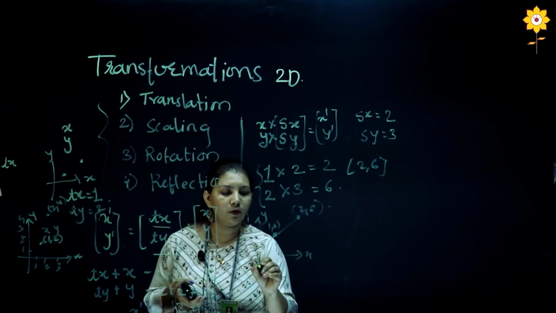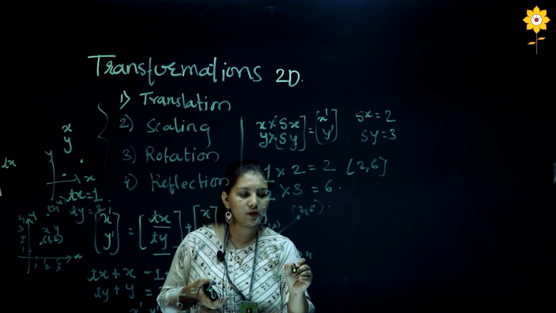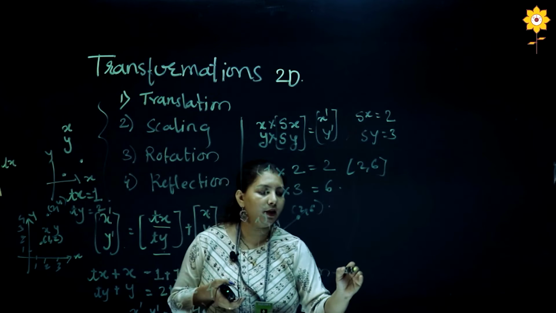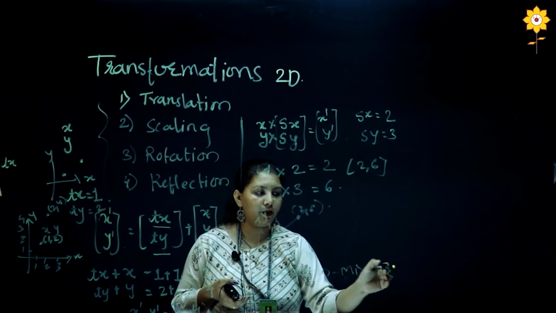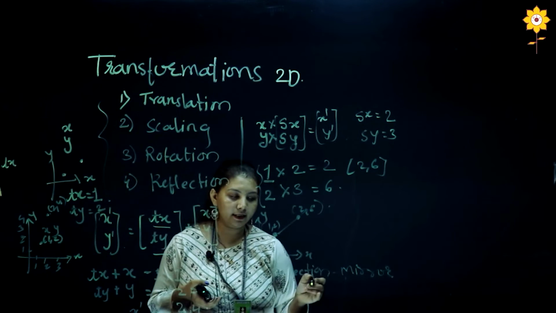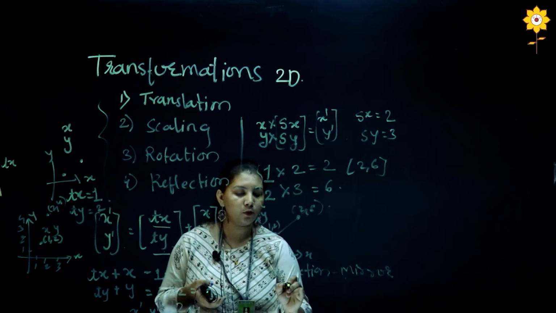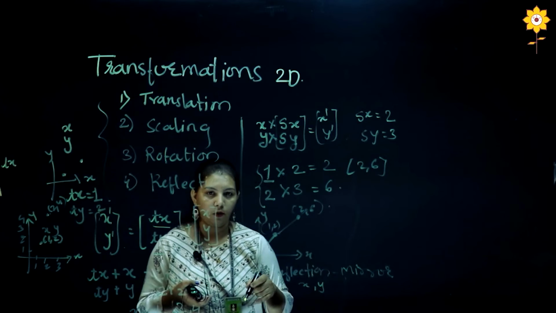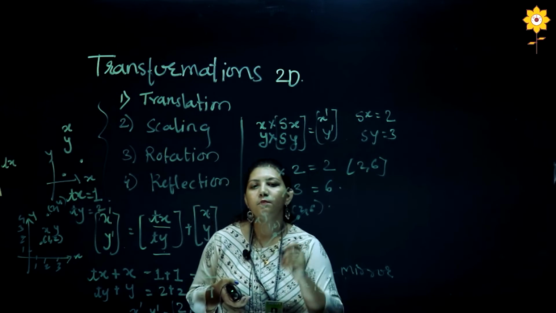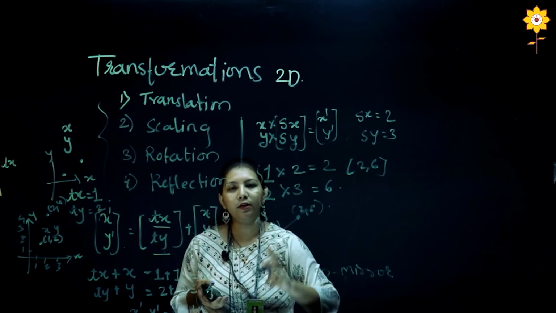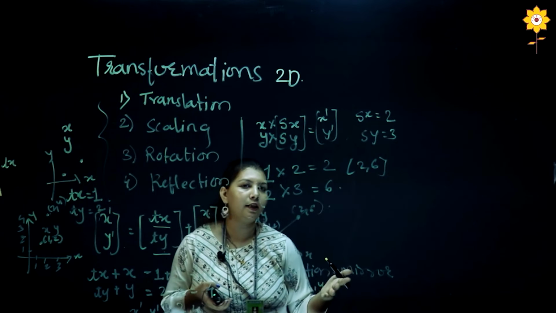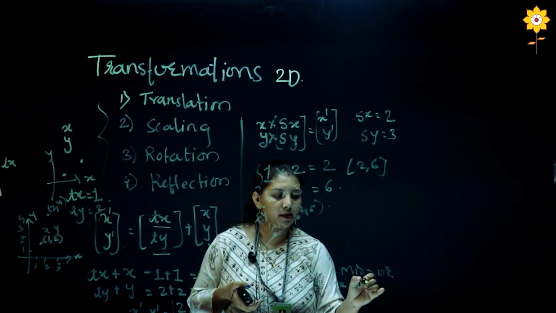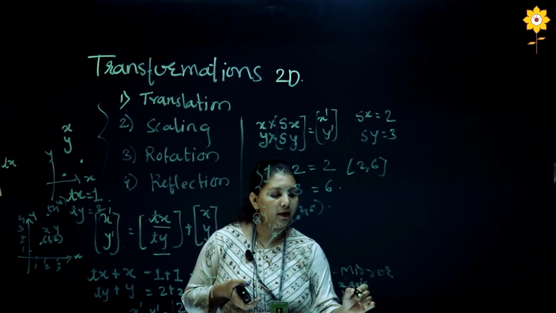Then the third one is reflection. Under reflection, what will we get? We will get the mirror image of a given object. For getting that mirror image of an object, what do we require? Again, we require the x and y coordinates, x and y points. Similarly here we can do the reflection, or get the mirror image, in two ways, that is through x-axis and through y-axis.